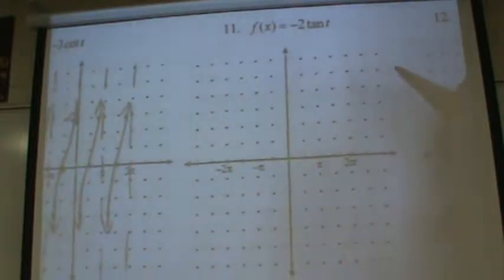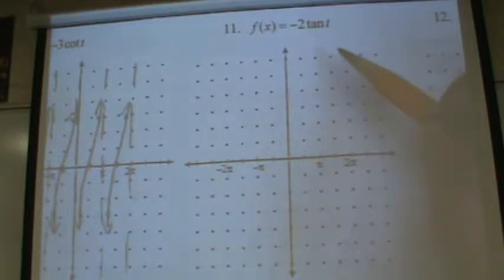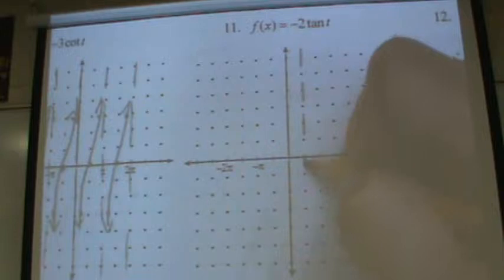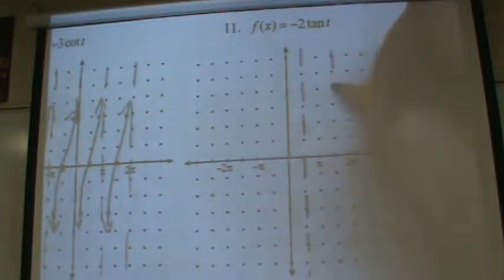Congratulations, Shelby. Thank you. Okay, so number 11, where are your asymptotes at? Still, the asymptotes are not going to change yet.